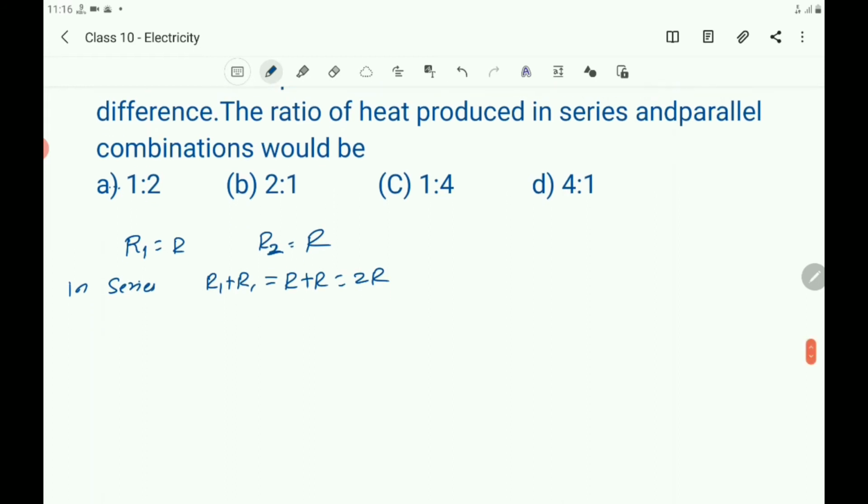Then you take the heat produced here. Heat produced is equals to, here total resistance that you consider for R only. Then heat produced in series equals V square T by 2R, that equals V square T by R is, we have taken 2R.